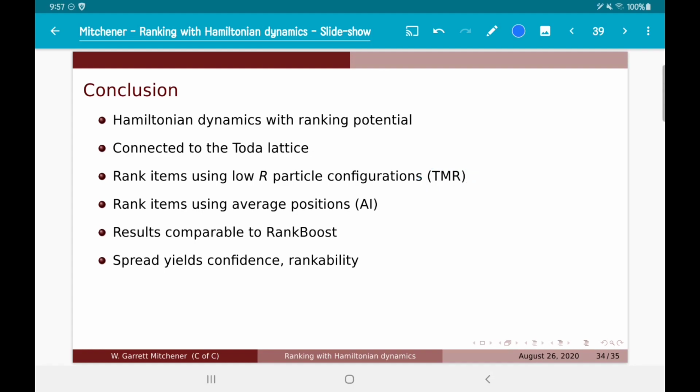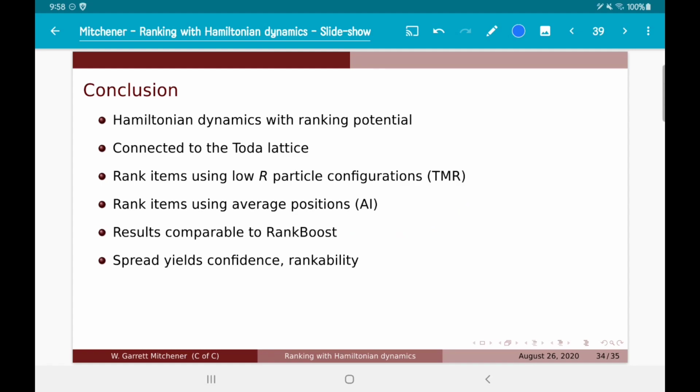It's also sensible to treat the particles as oscillating and to look at their average positions using an integral. So that's this average integral method. And that gives a particle configuration as well. And both of these give orderings that are comparable to what you get out of the standard RankBoost algorithm.